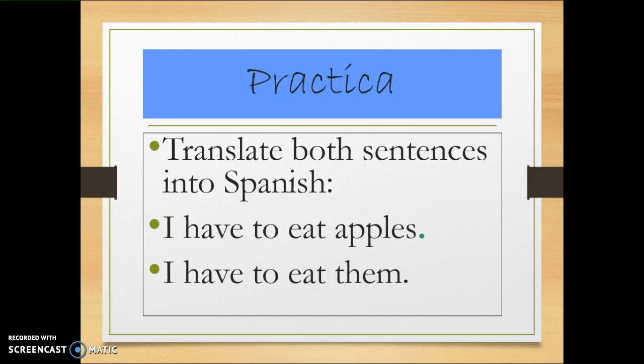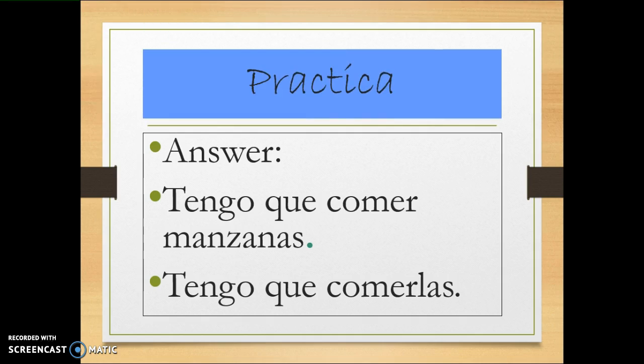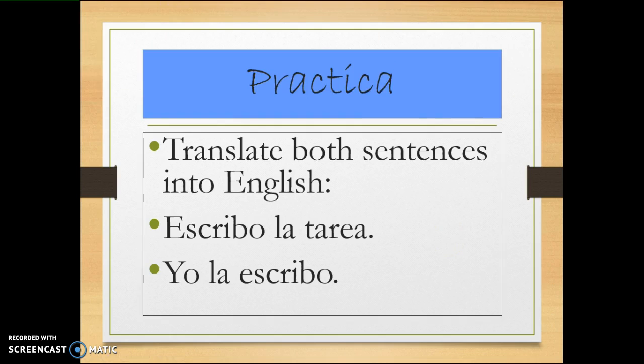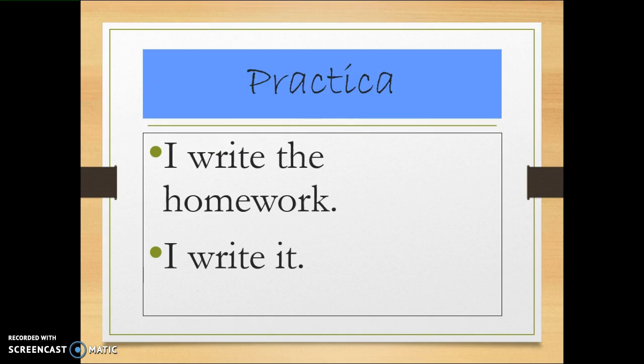Here's some more práctica. I have to eat apples. I have to eat them. Here's the answer. Tengo que comer manzanas. Tengo que comerlas. Again, this was an example with attaching it to the infinitive form of the verb. Translate these into English. Escribo la tarea. Yo la escribo. I write the homework. I write it.